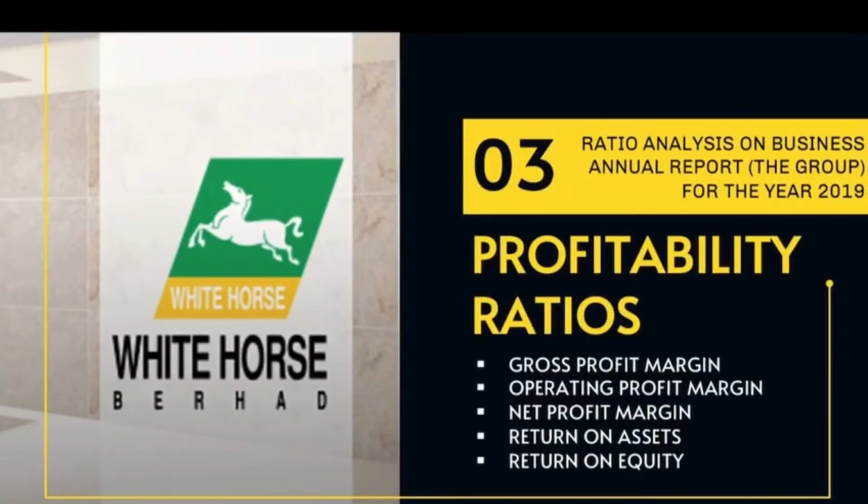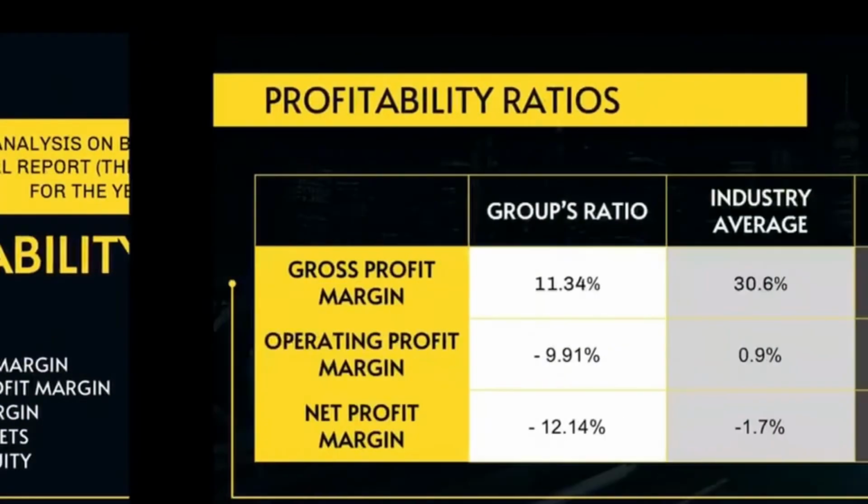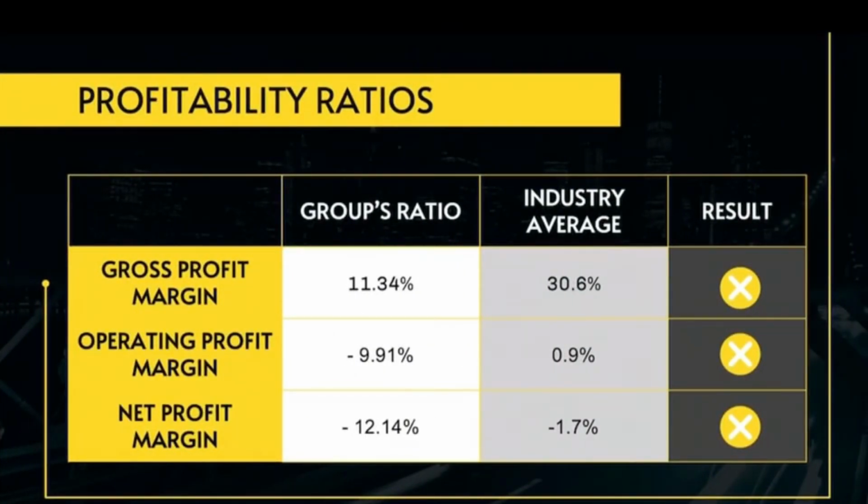The third ratio is profitability ratio. Profitability ratio is to demonstrate how well an organization can earn revenue from its operations. It consists of gross profit margin, operating profit margin, net profit margin, return on assets, and return on equity. First, gross profit margin. From the above calculation, we can see that the WhiteHorse gross profit margin of 11.34% is lower than the industry average of 30.6%. It gives a bad result. Second, operating profit margin.